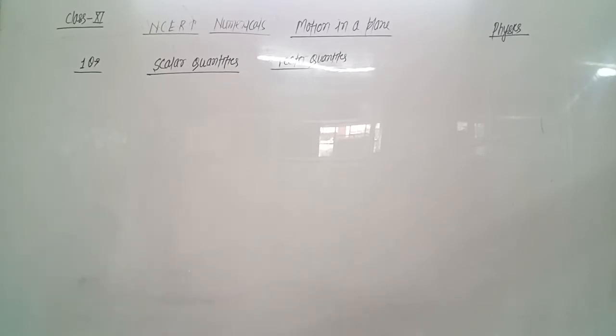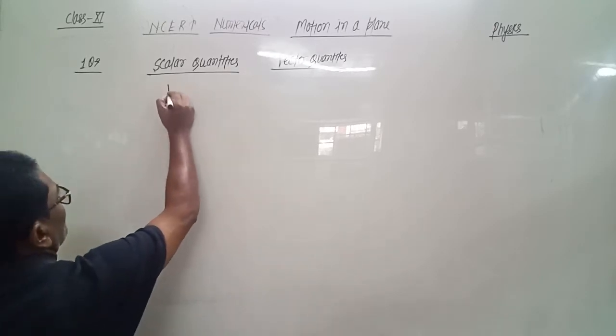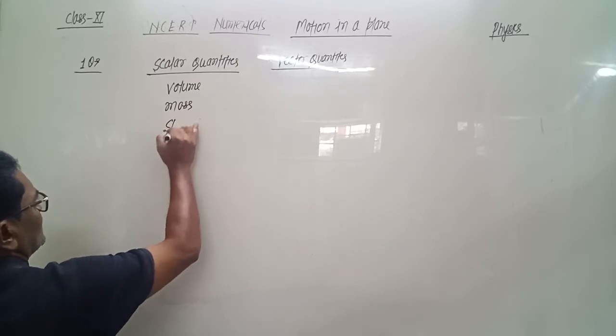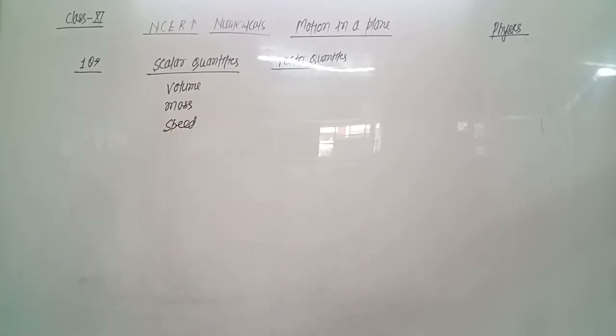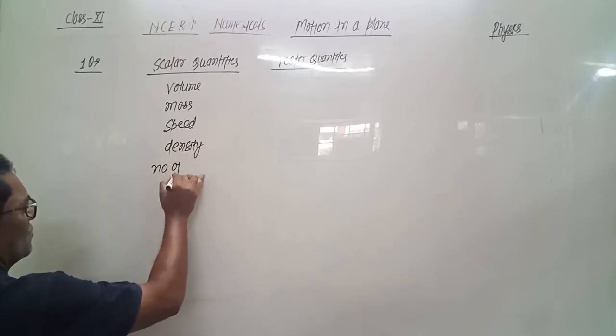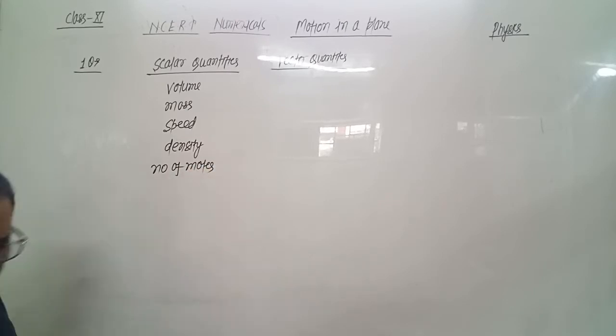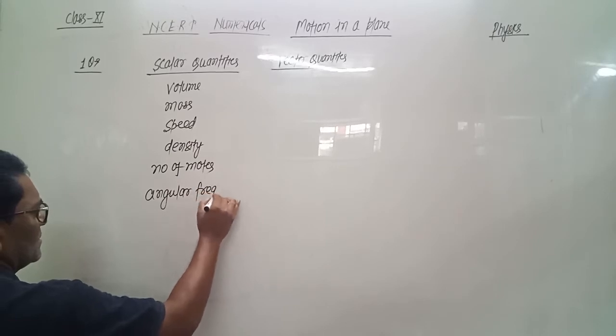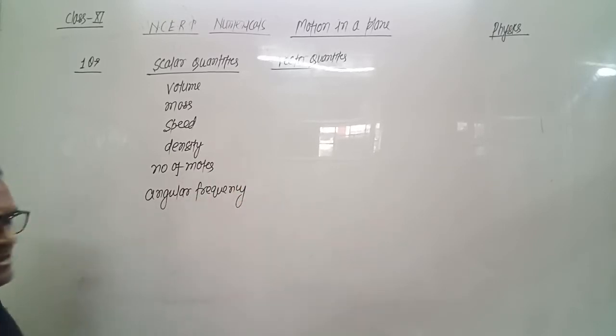So the scalar quantities among them are volume, mass, speed, density, number of moles, and then angular frequency. So they are the scalar quantities.